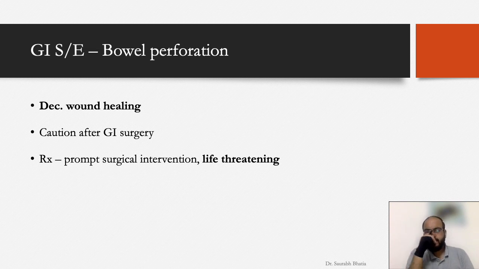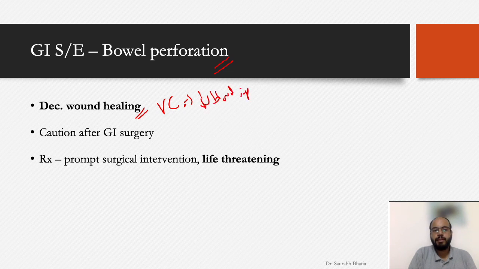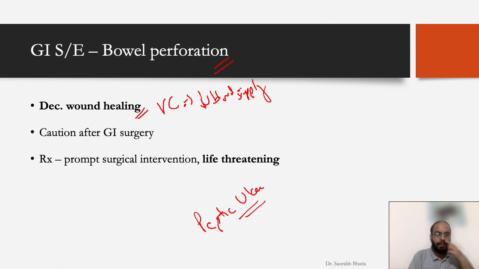Coming to the gastrointestinal side effects, the major side effect or an important side effect is bowel perforation. And that is because of decreased wound healing, and also because of vasoconstriction, there is decreased blood supply to the wound. Decreased blood supply. And remember that corticosteroid can also cause peptic ulcer, and peptic ulcer we'll be discussing in the next slide. And if the ulcer is severe enough and is not healed because of decreased wound healing, it can perforate through the GI epithelium and the GI wall and can lead to bowel perforation.